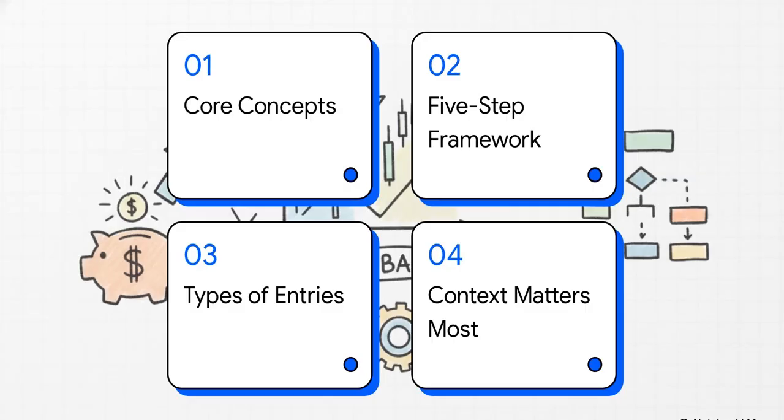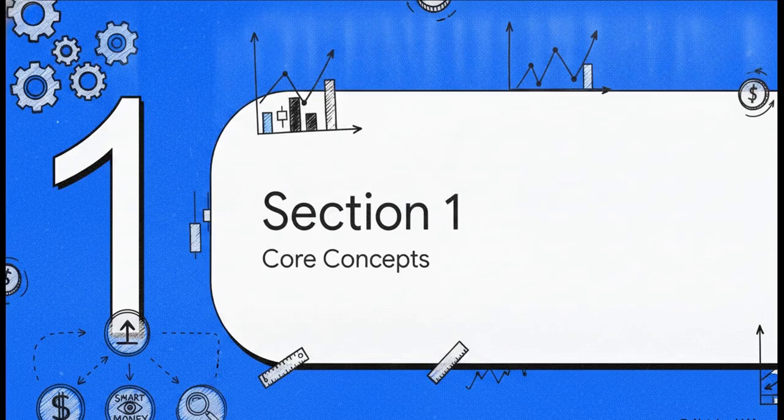Number 1, the core concepts. Number 2, the 5-step entry framework. Number 3, aggressive versus conservative entries. And finally, number 4, context over pattern recognition. All right, let's start with section 1, the core concepts.